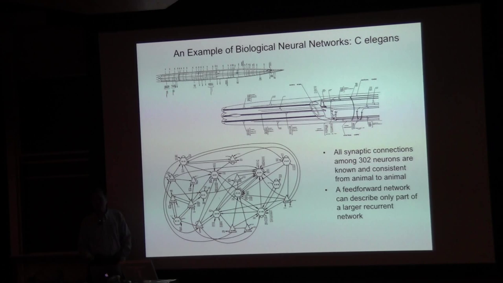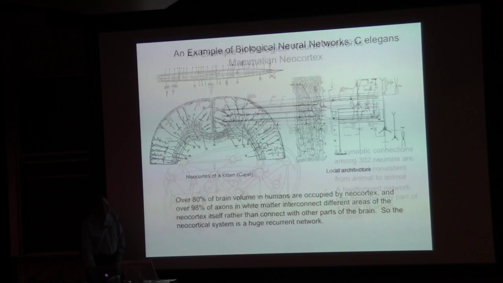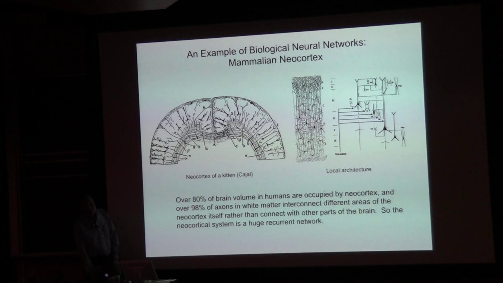If you look at the higher-level brain, the most complex one is the mammal. The cortex is the most complex structure in the brain. This is from Cajal's drawing. You see all the neurons. I would say 80% of the human brain, when you open up your skull, everything you see is cortex, on the outside.